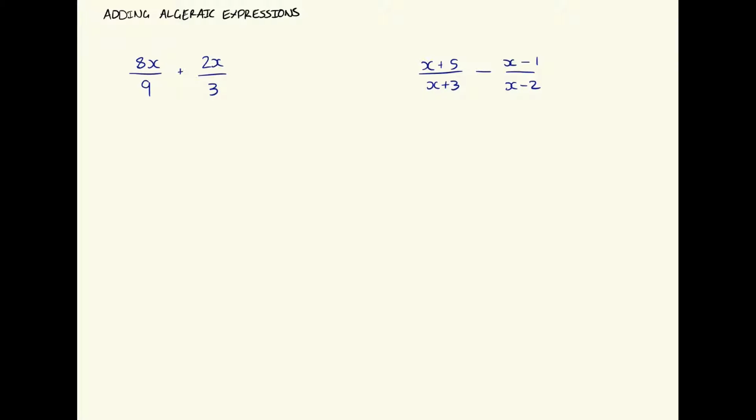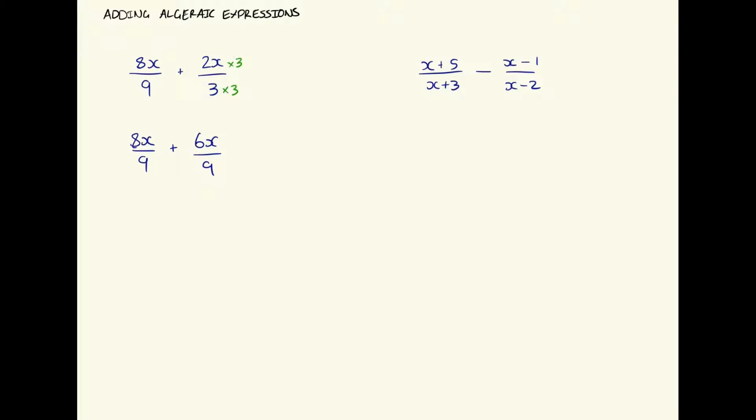And so, if we're looking at this second fraction here, and we're looking at the denominator, what would we need to do to multiply 3 to make it into 9? Essentially, it's 3 times what equals 9, and that's 3. To keep this fraction equivalent, we'd have to multiply the numerator as well. And so rewriting this, you'd get 8x over 9, add 6x over 9.